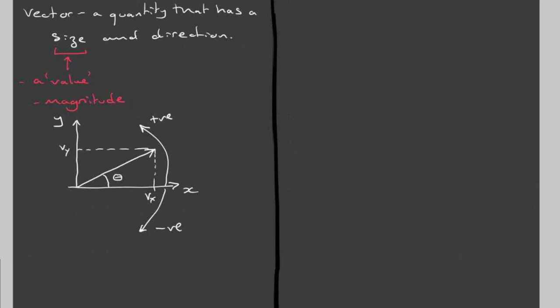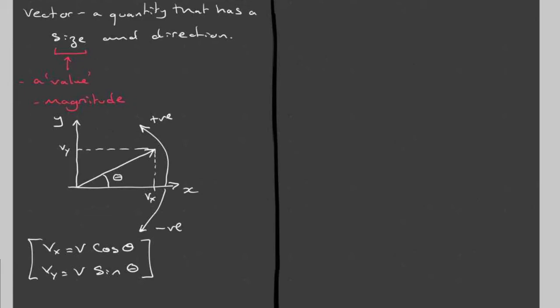Now, if you can't remember about vector components, Vx and Vy, then you need to look at one of the other videos on the channel. But for memory, Vx, the x component of V, is V cos theta, and Vy is V sin theta. These two equations basically come from what we call SOHCAHTOA.